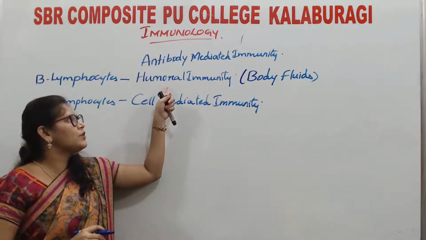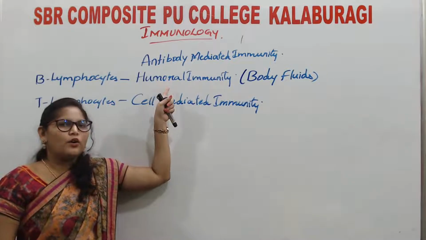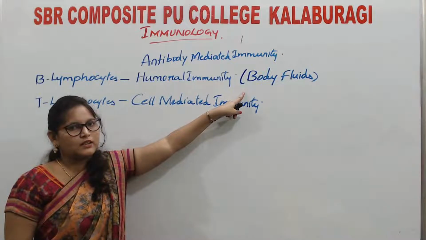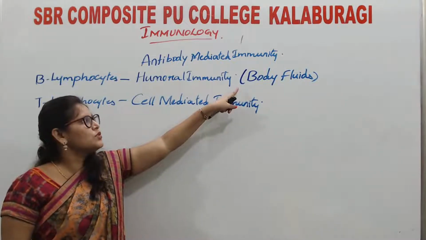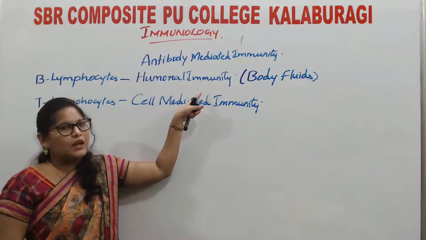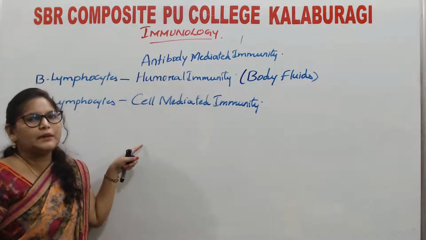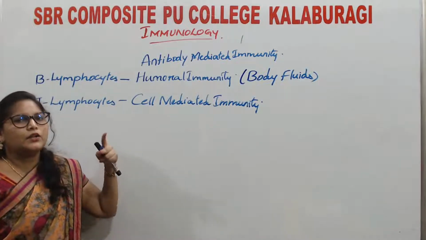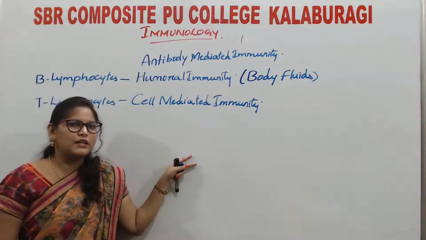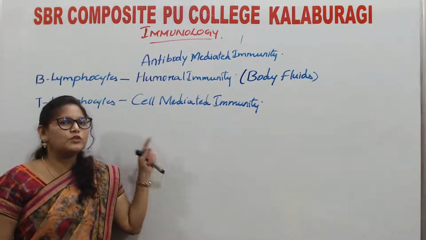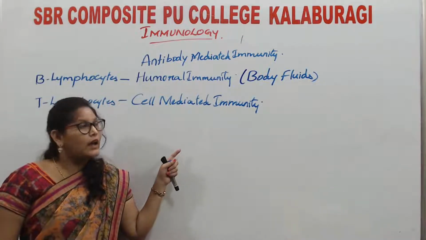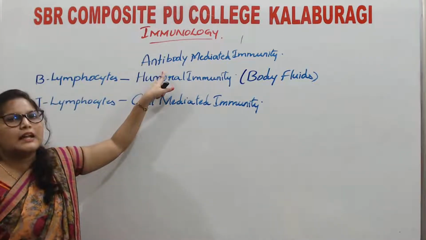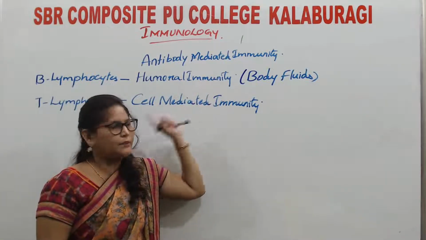Why is it called humoral? Because the fighting of antibody with the antigen is taking place through the body fluids, through blood and lymph. So it is known as humoral immunity. And why is it known as antibody mediated immunity? Because when the B lymphocytes proliferate, they proliferate into plasma B cells and memory cells. These plasma cells will produce the antibodies and fight against the antigen. So it is known as antibody mediated immunity.